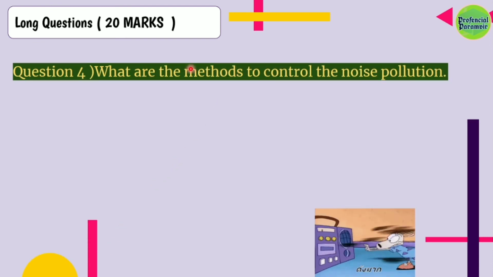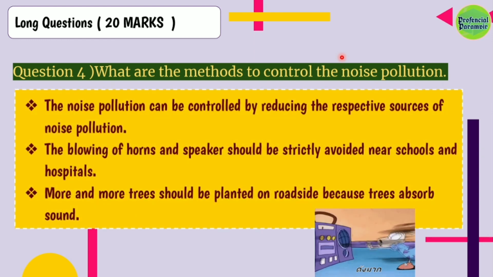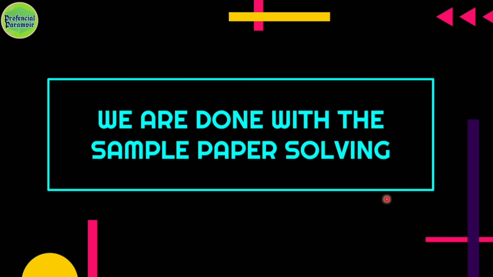Last question. What are the methods to control noise pollution? Noise pollution can be controlled by reducing the respective sources of noise pollution. The blowing of horns and speakers should be strictly avoided near schools and hospitals. More and more trees should be planted on roadsides because trees absorb sound.